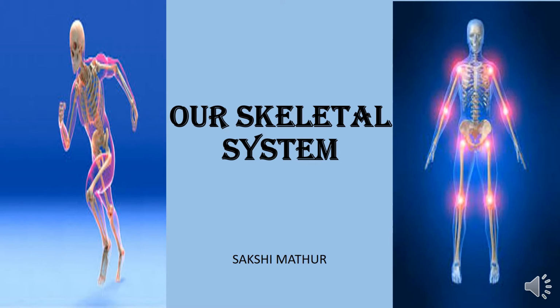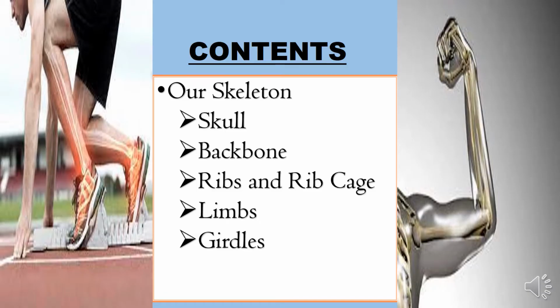Hello students, today we are going to start a new chapter, that is our skeletal system. So let's study. The topics which we are going to study in this video are about our skeleton and the different types of parts which are present in our skeletal system. That is about skull, backbone, ribs and rib cage, limbs and girdles. We will study each one of them separately. So let's start the video.